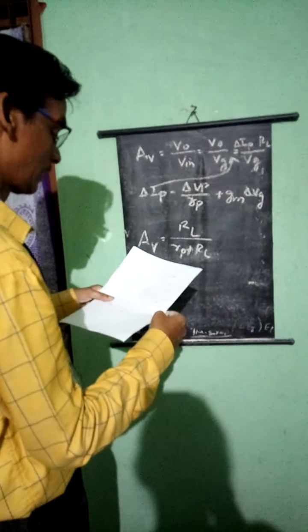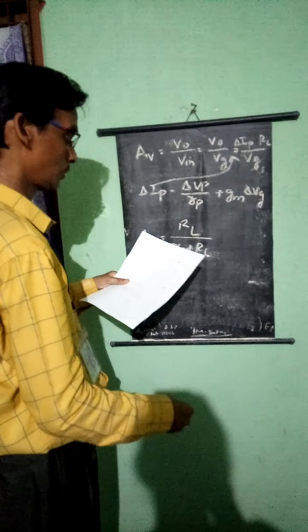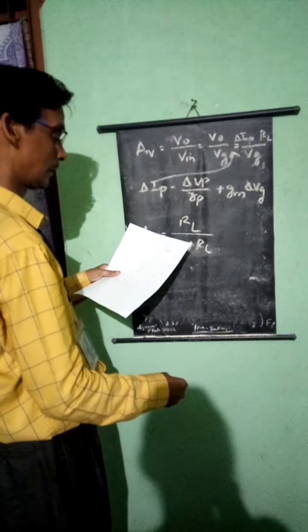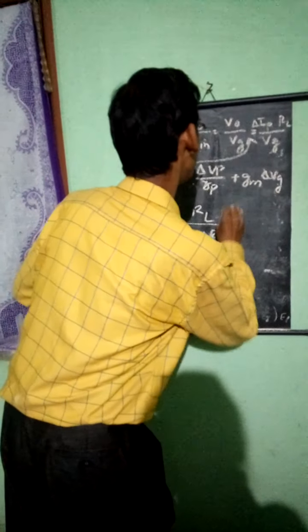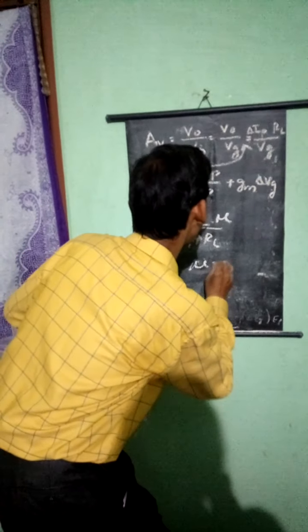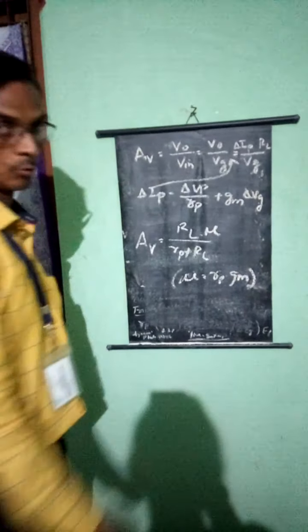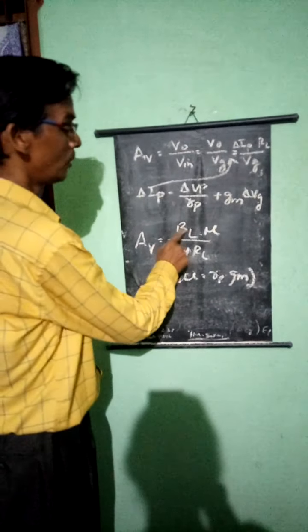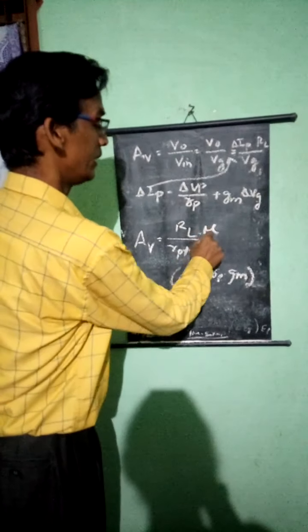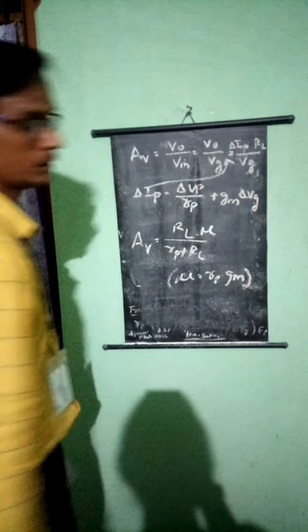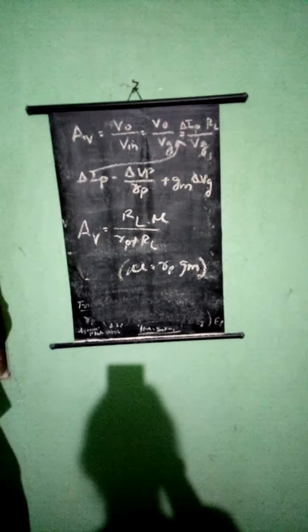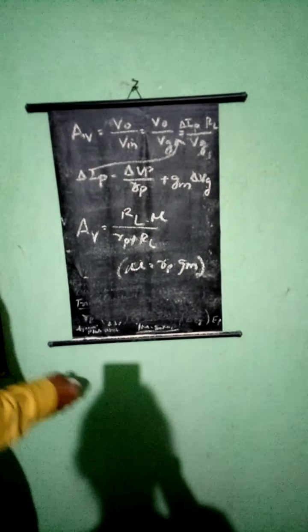Remember, we can write down the voltage gain in the form of RL and Gm Rp into mu. Here mu is equal to Rp into Gm. Look at here: the voltage gain is equal to RL by Rp plus RL into mu, where mu is equal to Rp into Gm. Here one more thing you have to remember. Let us see how it is going on exactly.